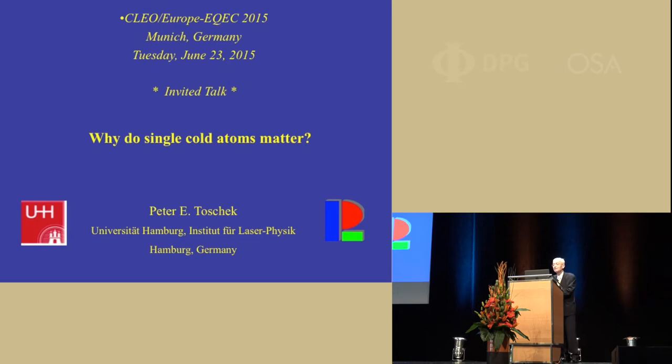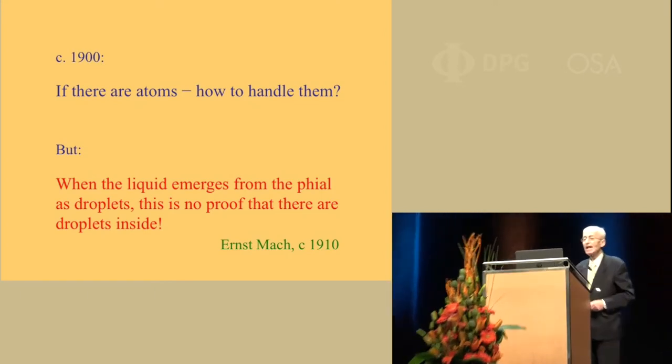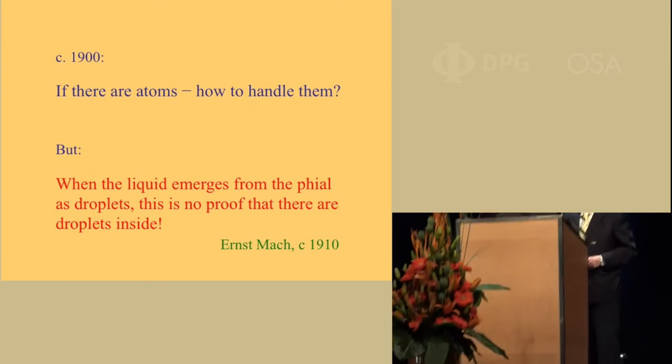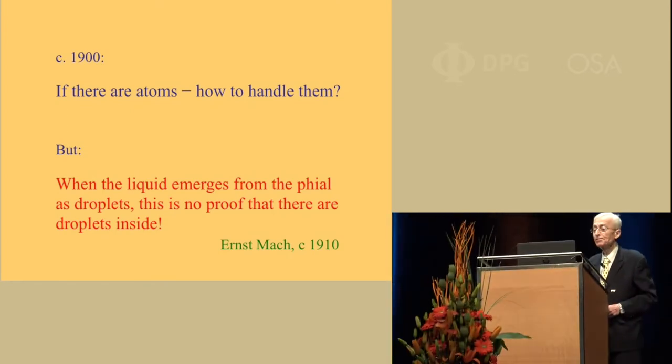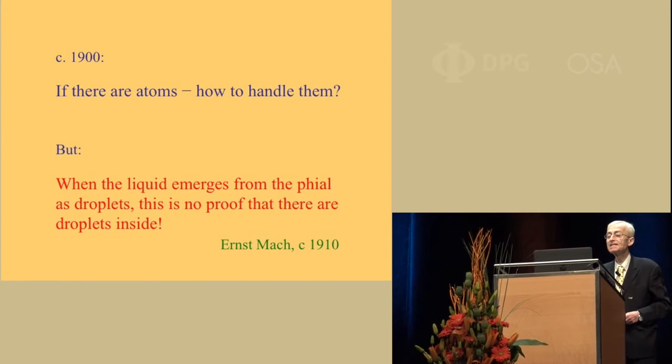Good afternoon. It is only a little more than 100 years ago that Ernst Mach, the famous Vienna physicist and philosopher, was not convinced about the reality of atoms. He queried, when the liquid emerges from a fire as droplets, this is no proof that there are droplets inside.